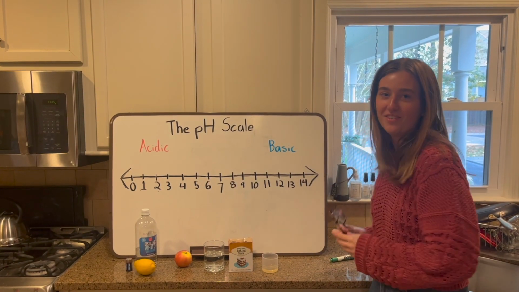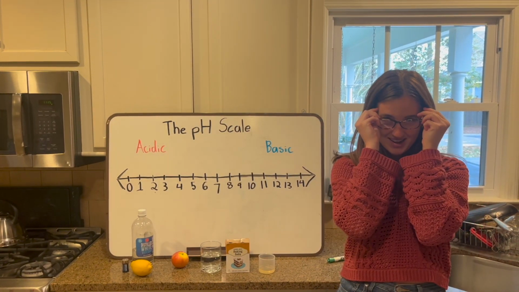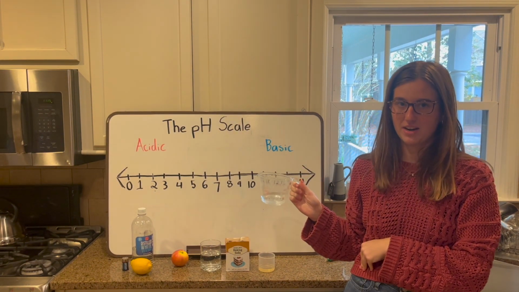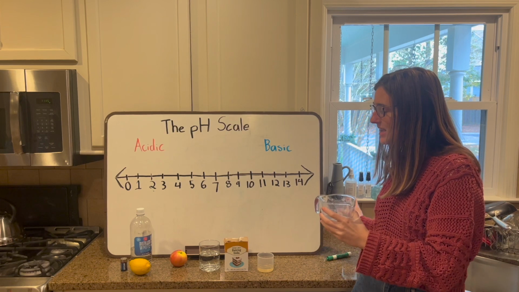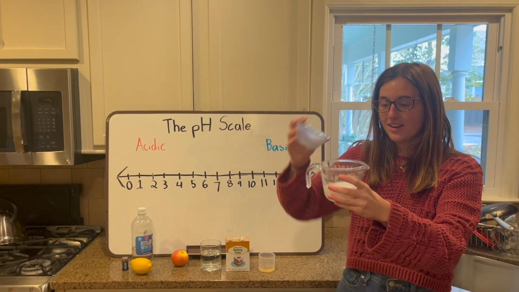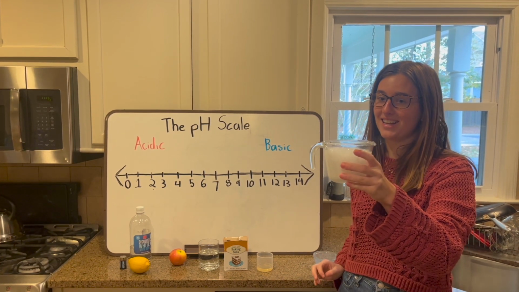Now, time for an experiment. All you need is something acidic. I have about 1/4 cup of vinegar, and something basic. I have 2 tablespoons of baking soda. If you mix them together, you'll see a quick reaction.